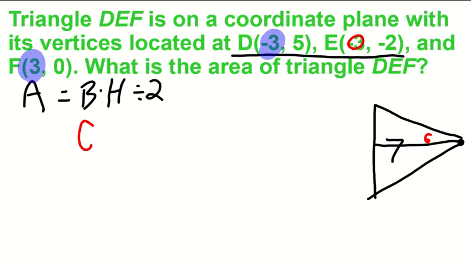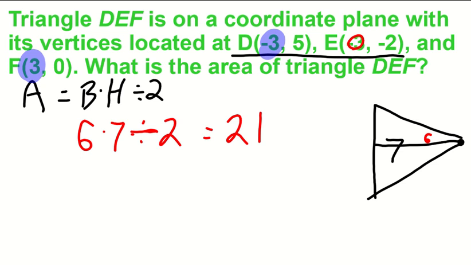So I've got, well, 6 times 7 is 42. 42 divided by 2 makes 21. Any questions on that one?